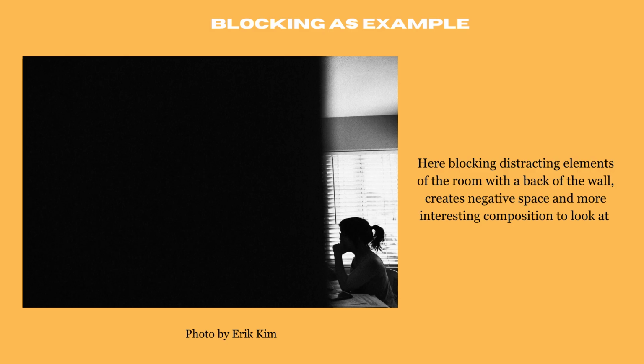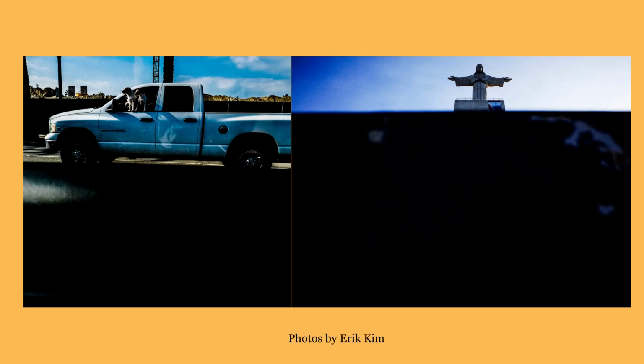In our contemporary practices, we can also use environmental elements to alter space through blocking. These are great examples of street photography by photographer Eric Kim, where they block out distracting, cluttered elements of a room by positioning the back of a physical wall right in the frame. By doing this, the wall blocks out the chaos, creates clean negative space, and leaves a significantly more interesting, focused composition to look at.